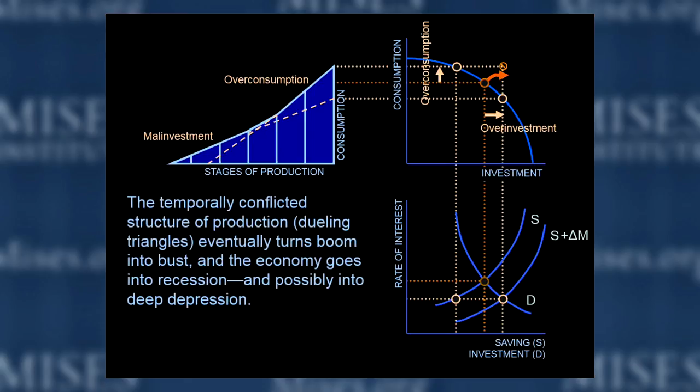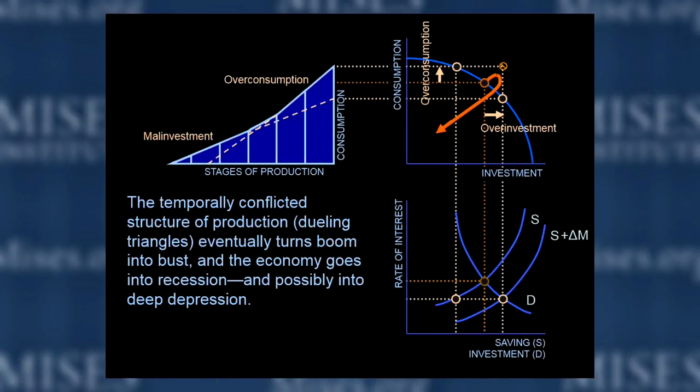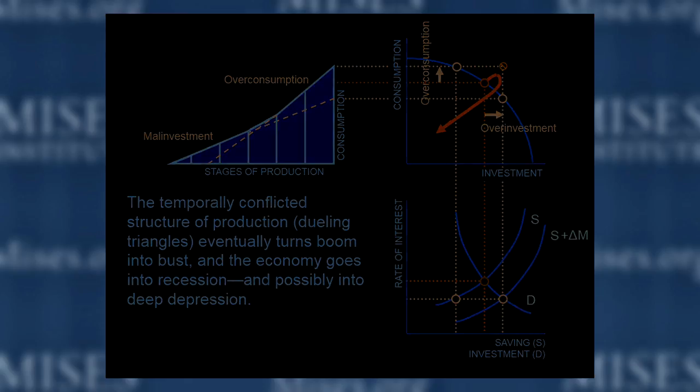And so the temporally conflicted structure of production, dueling triangles, John Cochran in Birmingham gave me that phrase, dueling triangles, I like it. And so the economy can fall into depression. And so if you look at that orange line, I used orange and blue because those are Auburn colors, you know. But you look at that orange line and you see that's the only thing that Keynes picked up on. He just saw the economy falling into the interior, and there it is.